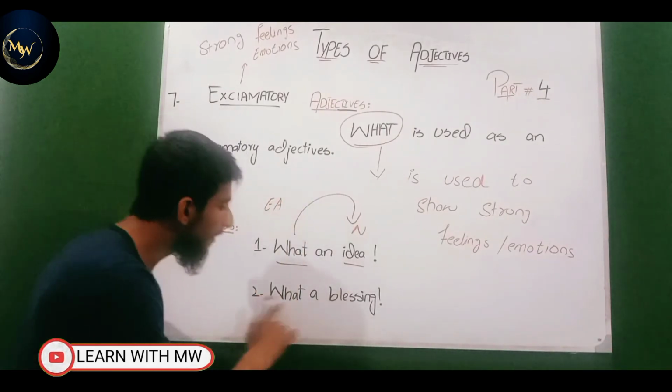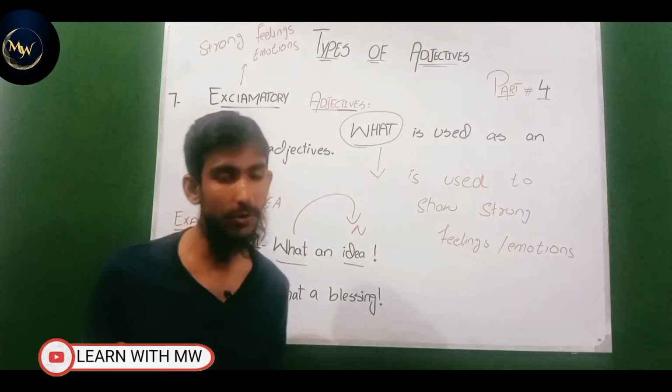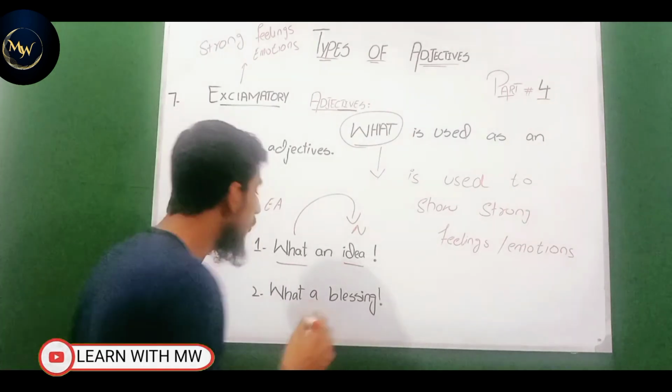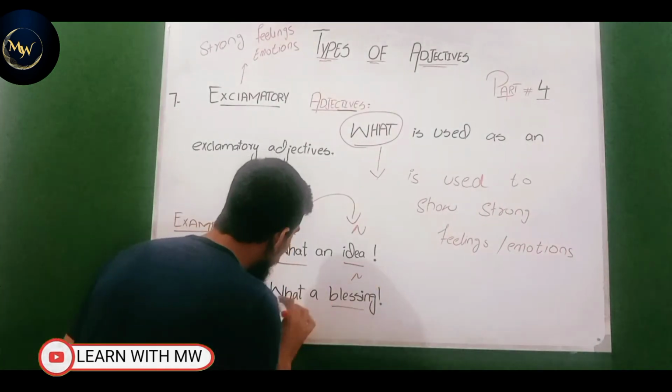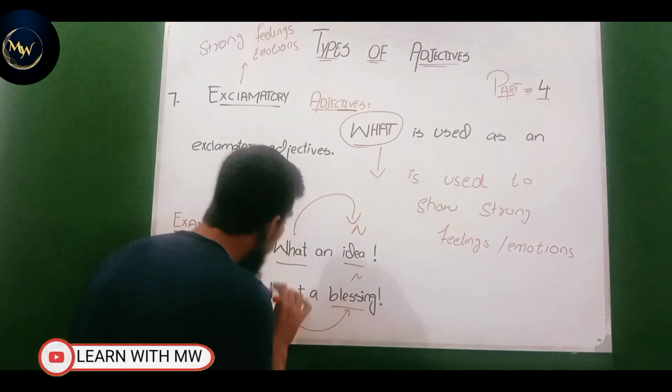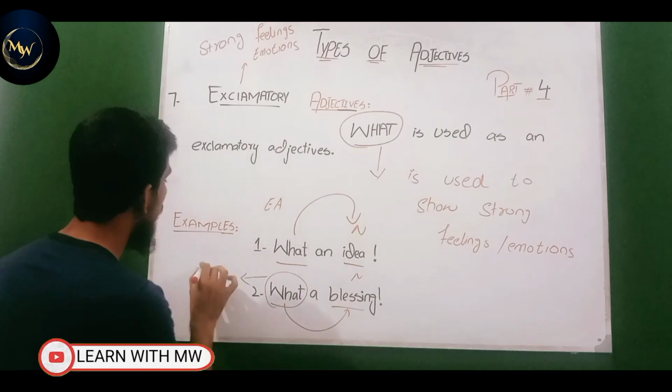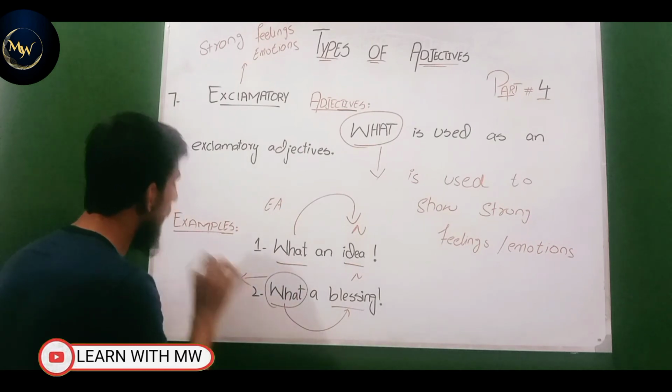Look at "what a blessing". There's also a strong feeling in this, strong emotion is involved in this sentence. What a blessing! So "blessing" is a noun, "what" basically adds meaning to the noun, and "what" basically shows strong feeling, strong emotion. That's why the word is an exclamatory adjective.